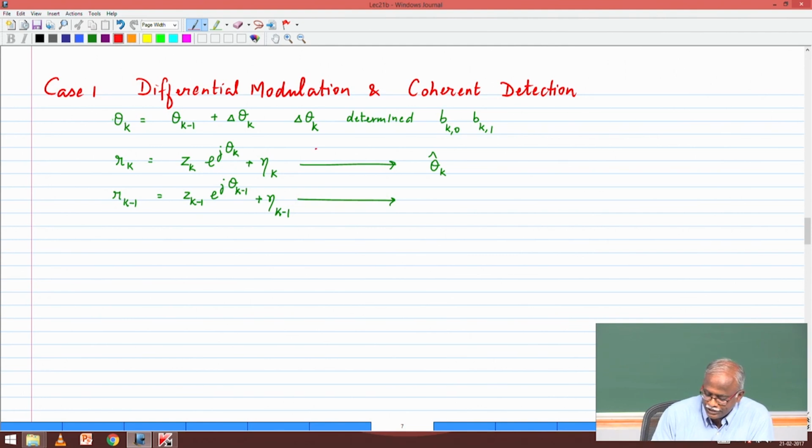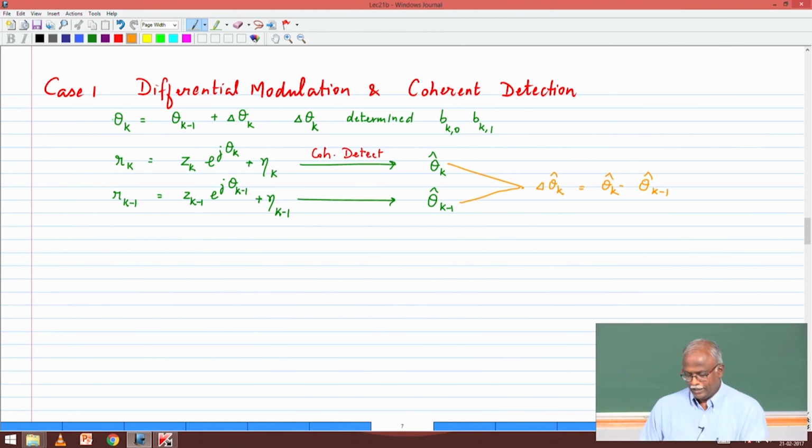Coherent detection would have given me an estimate, theta k minus 1 hat, through the process of coherent detection. Now, because I have done differential modulation, I need to combine these two pieces of information to get delta theta k hat, which will be theta k hat minus theta k minus 1 hat. So there is absolutely no problem. If you have encoded the information in a differential form, I can do coherent detection by detecting the received phases at each instant of time and then taking the phase difference, because that will tell me the differential phase between the two instances of time.